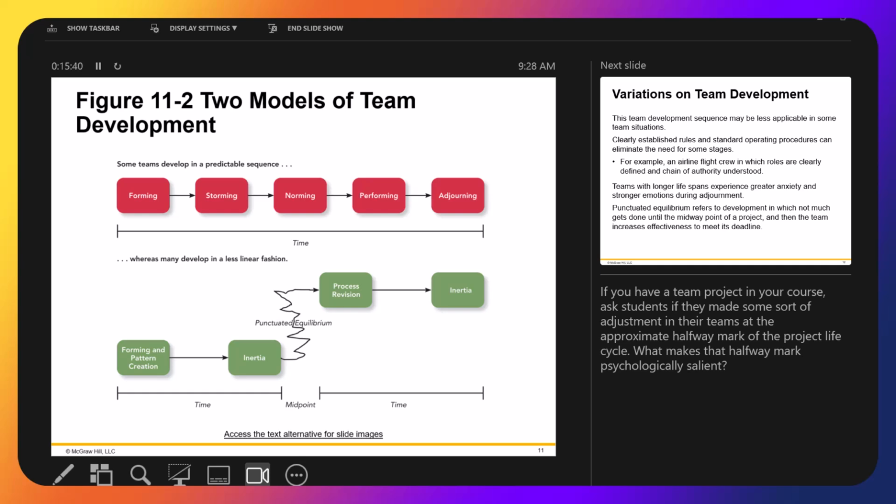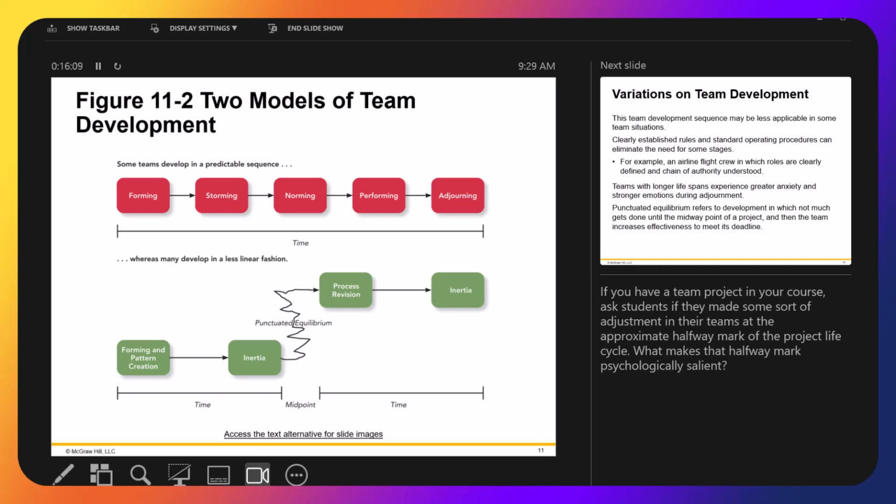So, 2 models of team development. Some teams develop in a predictable sequence. You see forming, storming, norming, performing, adjourning. And that's textbook perfect, how ideally you want to see it work. In reality, that's usually not the case. This is very linear, whereas many teams develop in a less linear fashion.